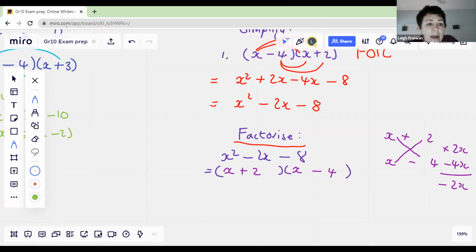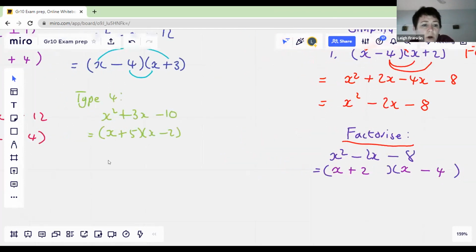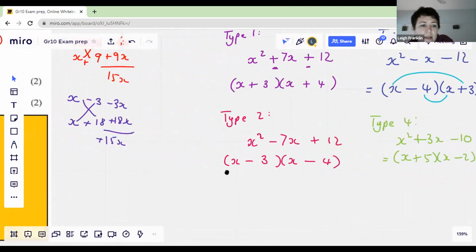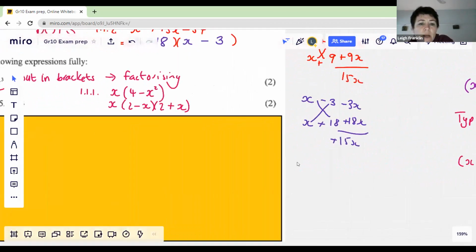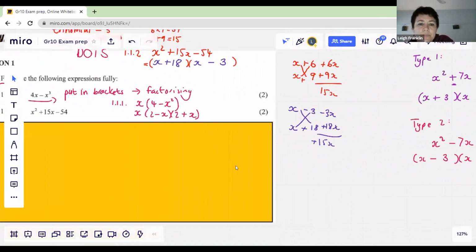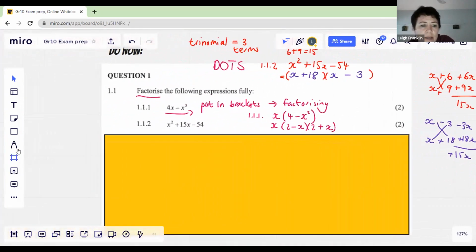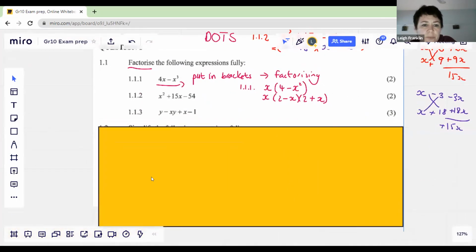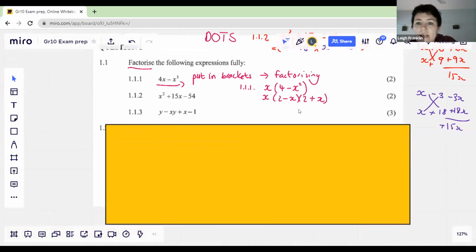Okay, so let's go back and have a look at the other questions. And again, of course, if there's anything you want to ask me, then please do. All right, so obviously wrong way. Okay, so that was those two. Then they could give us a difficult one like this to factorize.